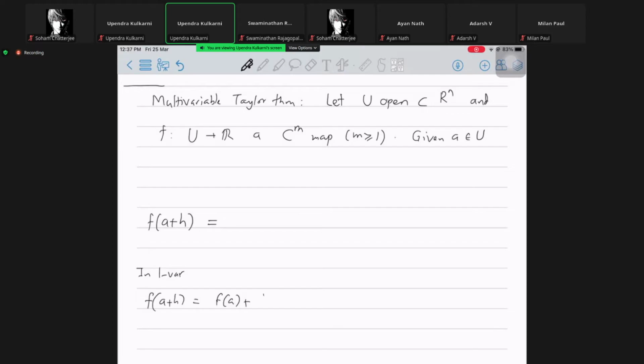f of a plus h is f of a plus f prime of a times h over 1 factorial. You see, I have already said a plus h rather than x. So instead of x minus a, I simply say f prime of a times h, plus f double prime of a over 2 factorial times h squared, etc. And how long does this go? Where does this end?